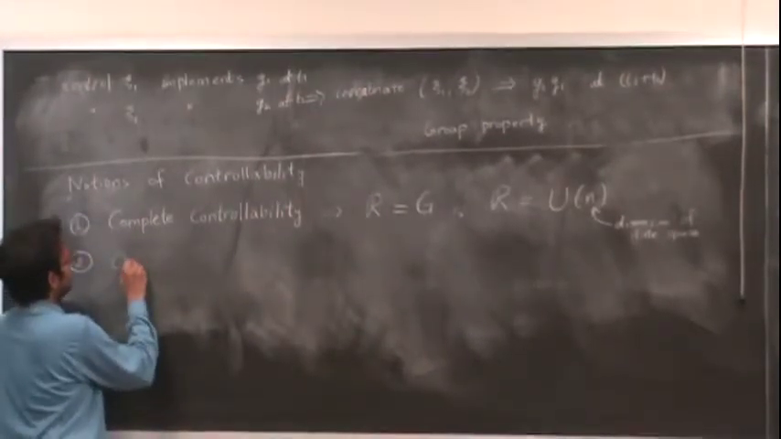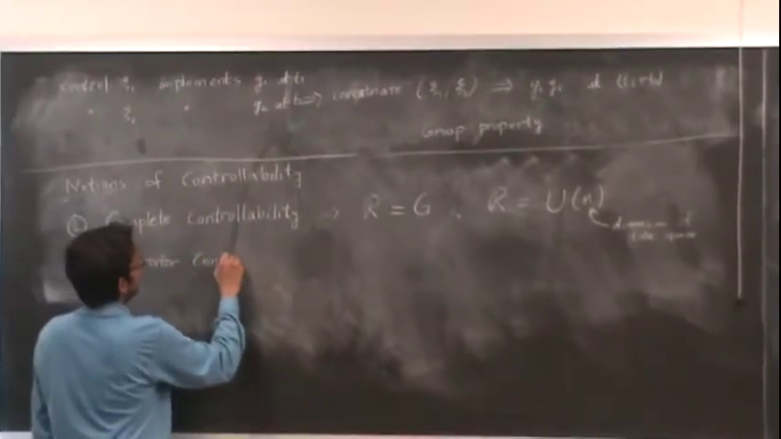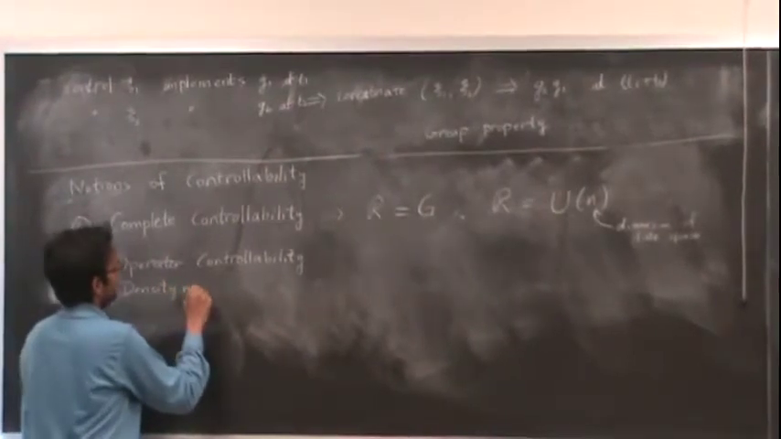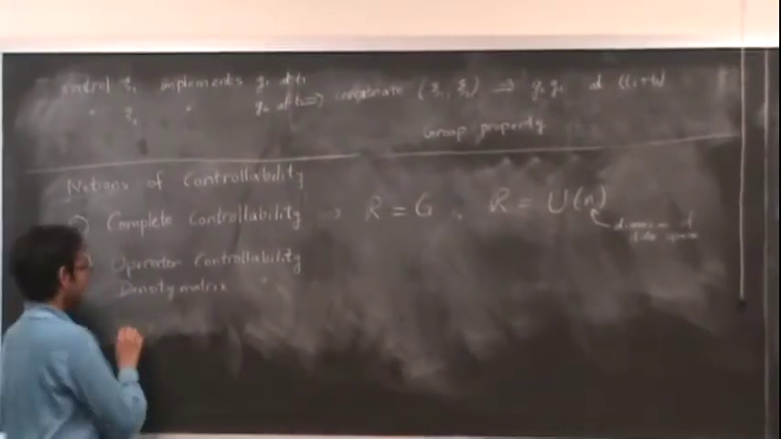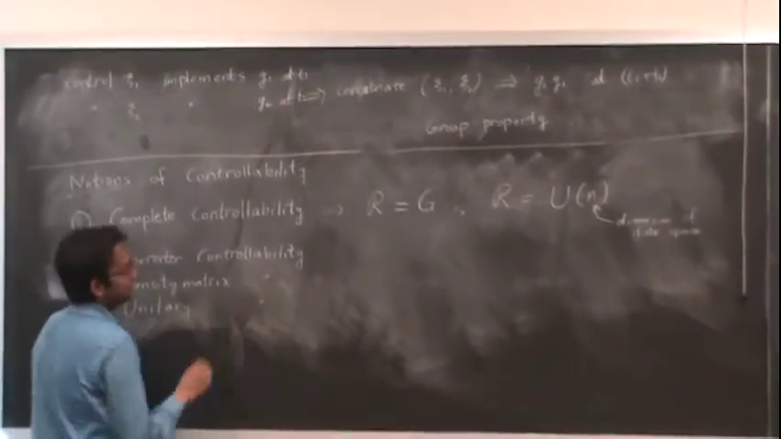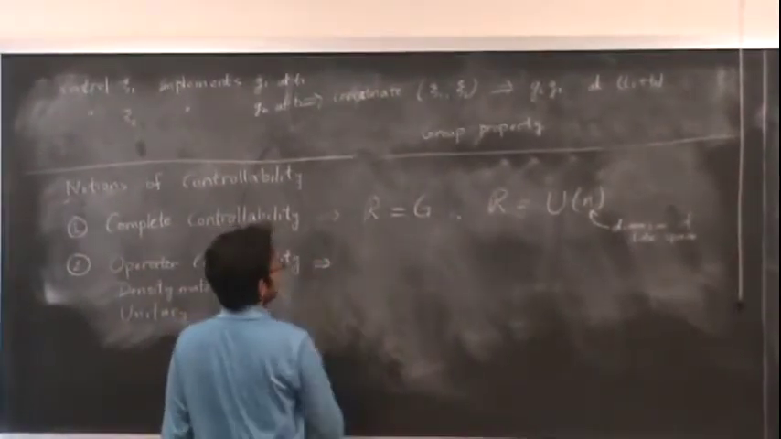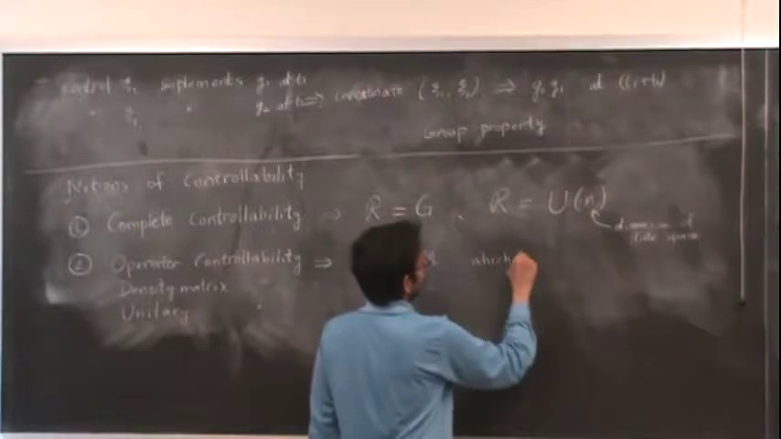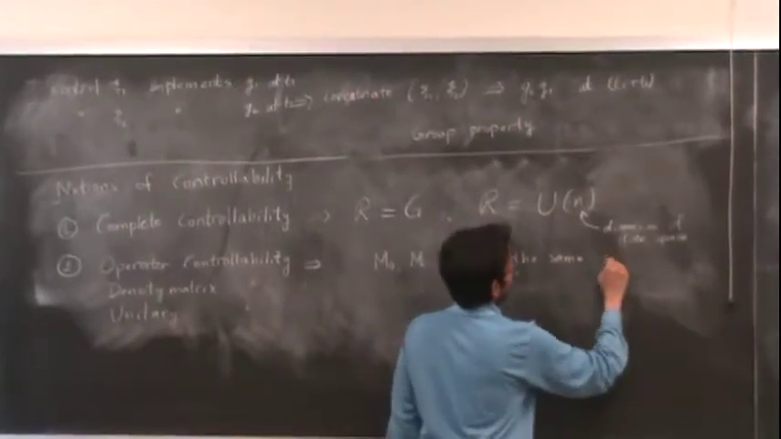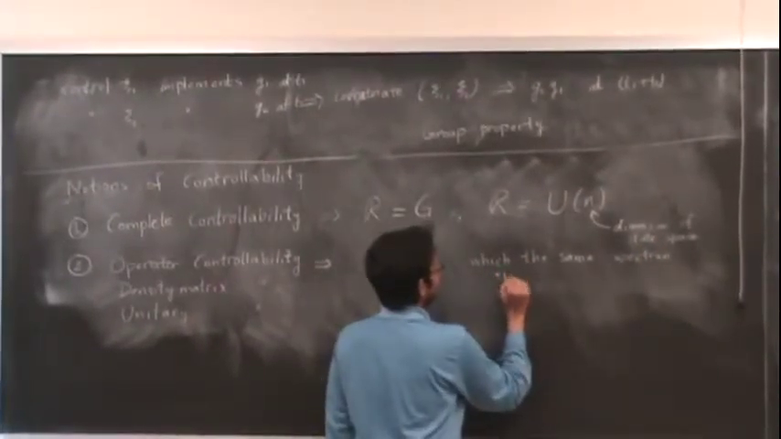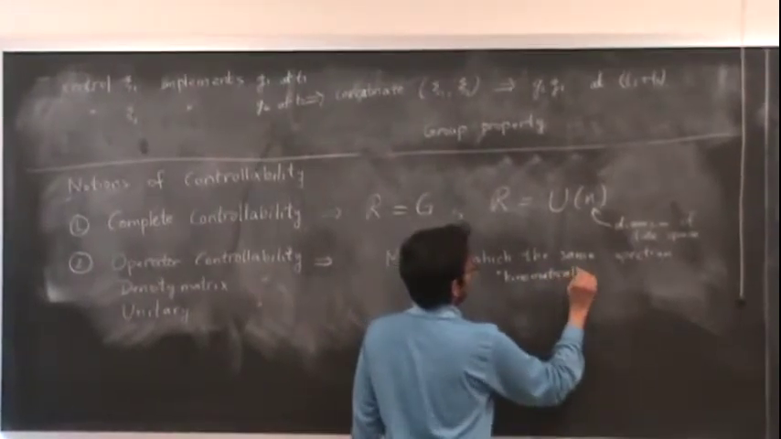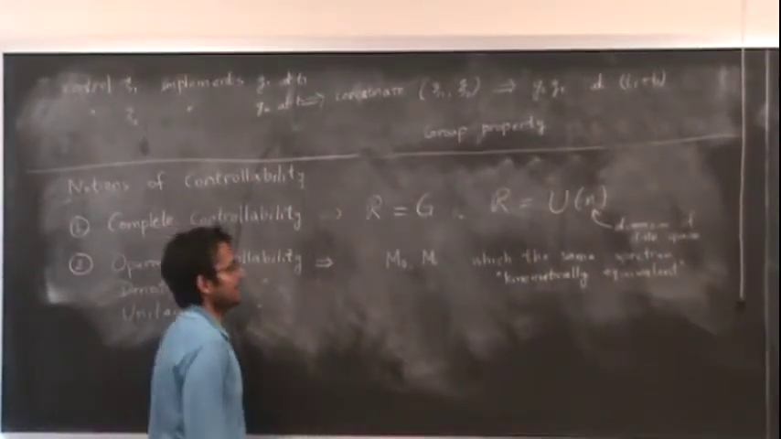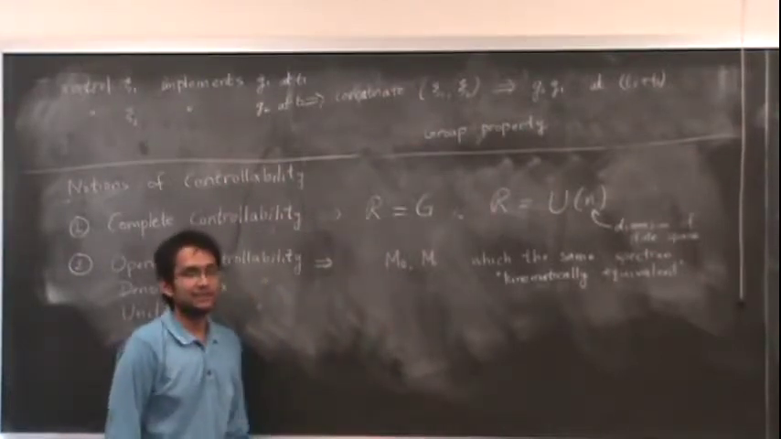And second, I have operator controllability. This is also called density matrix controllability. And the most familiar thing which we are used to, unitary controllability. What this really means, and I won't write in terms of R and G, is that, and let me now use the language of quantum mechanics, given matrices M0 and M1, which have the same spectrum, and sometimes this is called kinematically equivalent. You can think of this as two density matrices, for example. You could also think of them as different components of angular momentum because they have the same spectrum.